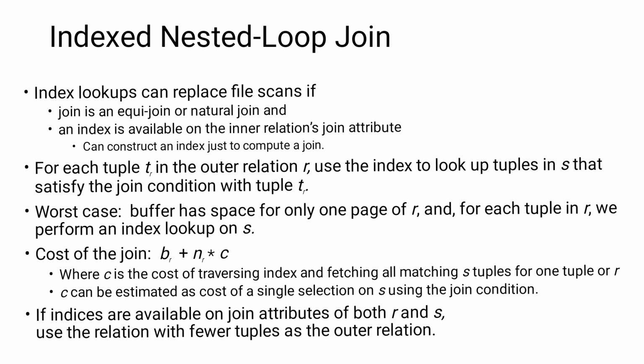The cost of an indexed nested loop join can be computed here. For each tuple in the outer relation R, a lookup is performed on the index for S and the relevant tuples are retrieved. Then disk accesses BR are needed to read relation R, where BR denotes the number of blocks containing records of R. For each tuple in R, we perform an index lookup on S, and the cost of the join can be computed as BR plus NR into C, where NR is the number of records in relation R and C is the cost of a single selection on S using the join condition.